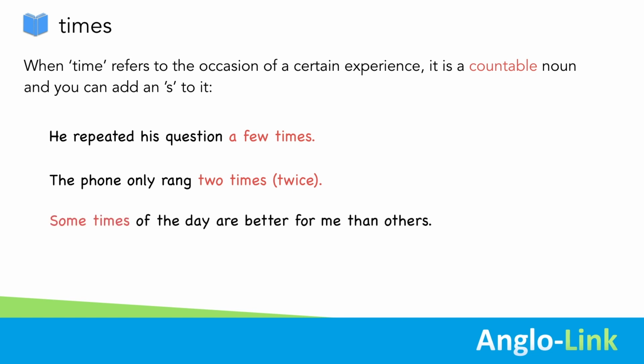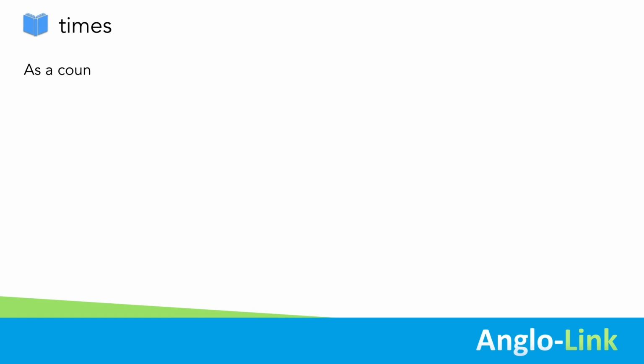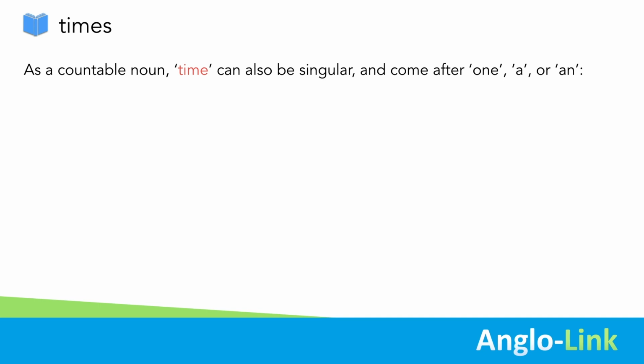Some times of the day are better for me than others. I've seen this movie many times. Now, as a countable noun, time can also be singular and come after one, a, or an. For example, this has only happened one time before. A better expression to replace one time is once. This has only happened once before.